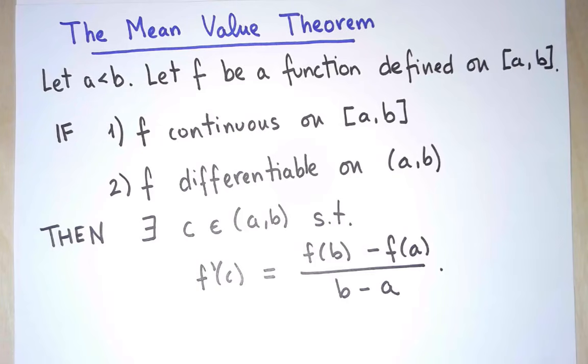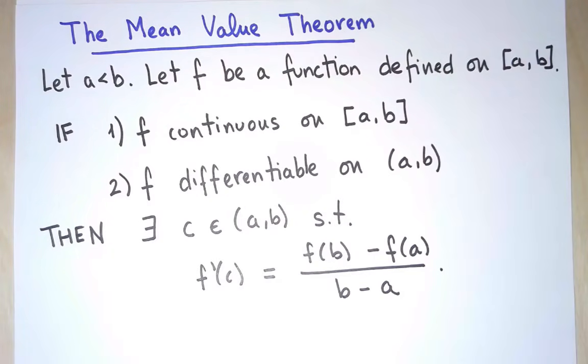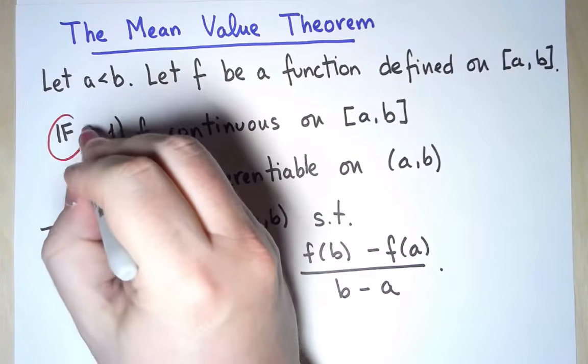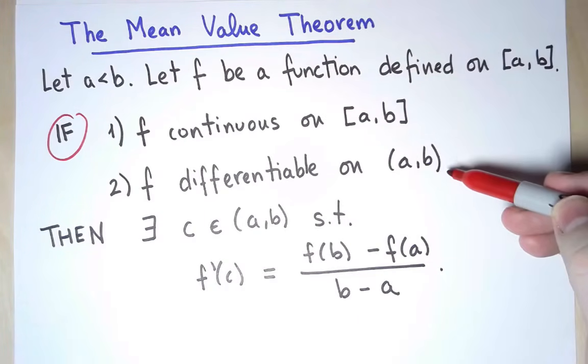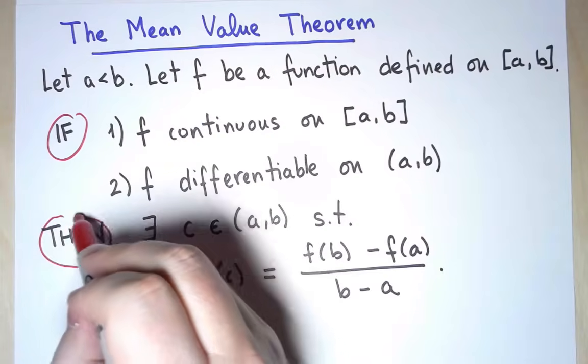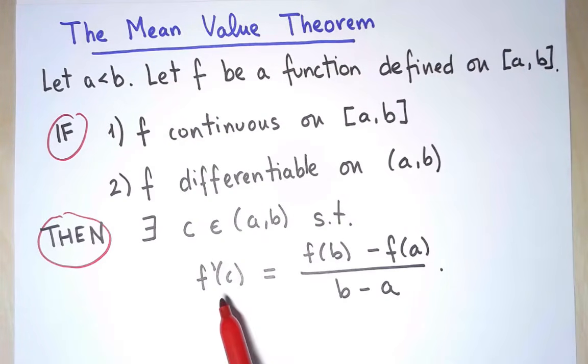I start with a function f defined on an interval [a, b], including the endpoints. If f is continuous on the full interval and differentiable on the interior, then I can conclude that there must be a point in the interior where the derivative takes this value.